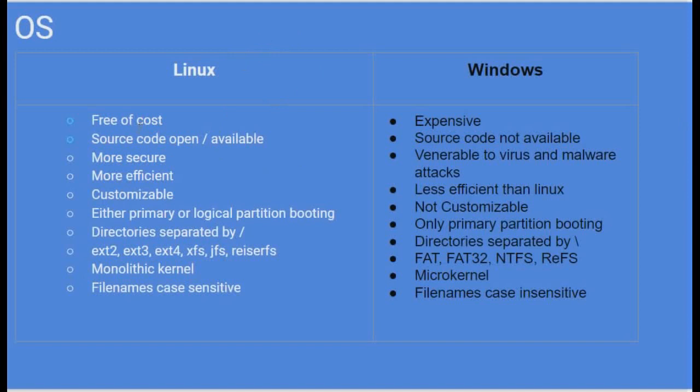So the point is, Linux is free of cost, whereas Windows is expensive. Linux has open source code. Source code is available, whereas Windows doesn't have source code available. It is not freely available. Linux is more secure, more efficient, and customizable, and for the file system it has ext2, ext3, ext4, and file names are case sensitive.